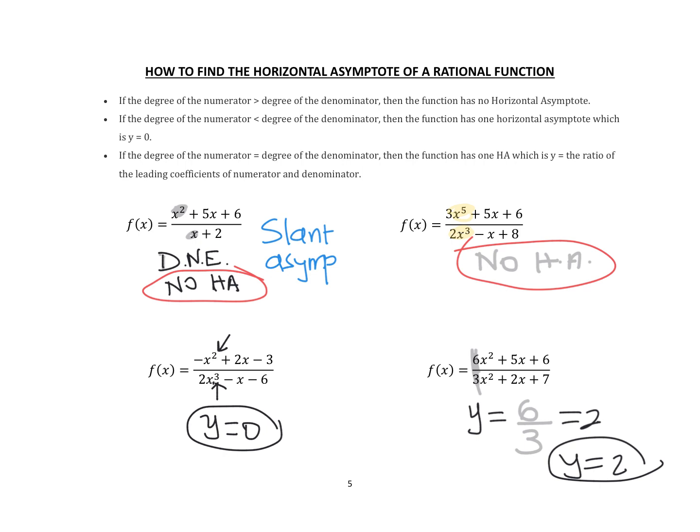The next one here, I see the degree of the top is more by 2. So this one I'm not going to have a horizontal asymptote, no slanted asymptote. There is no asymptote at all. So this one is no asymptote. Not even a slanted one.